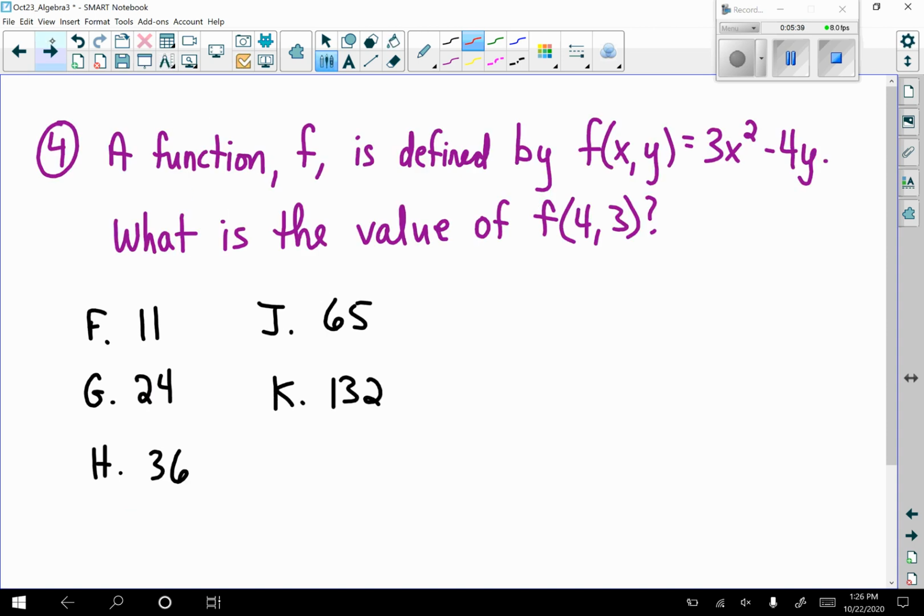All right, number 4, a function f is defined by f of x comma y. We're not used to seeing that. But f of x and y is equal to 3x squared minus 4y. Give this a try. What is the value of f of 4 comma 3? Again, pause the video to work that out.